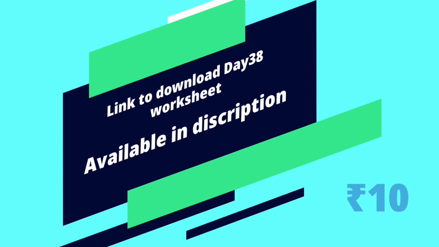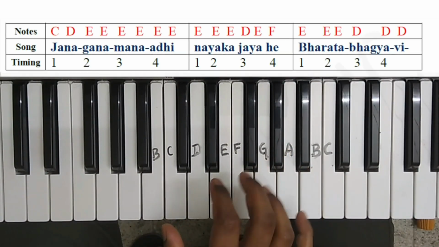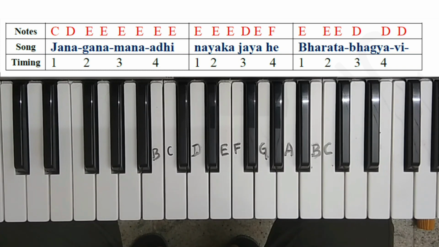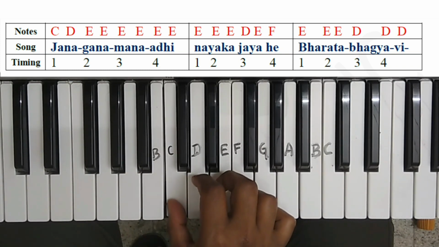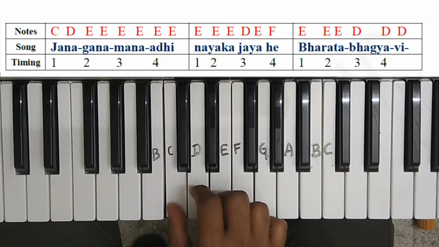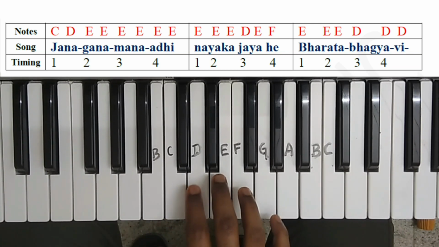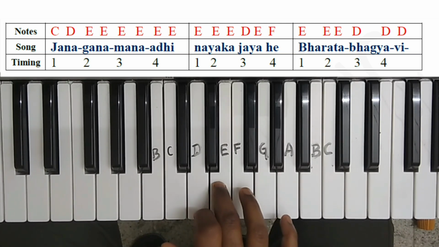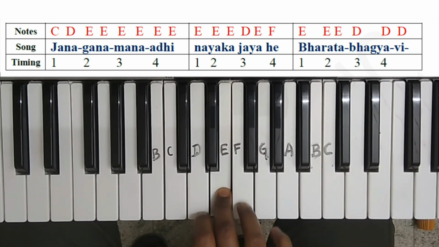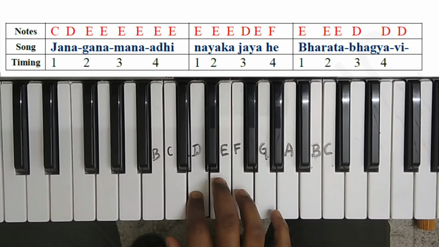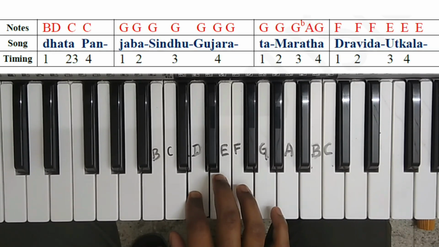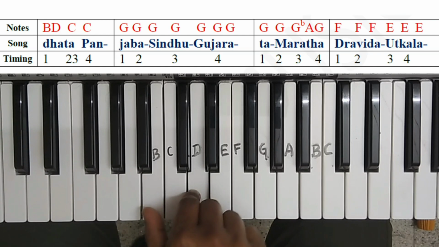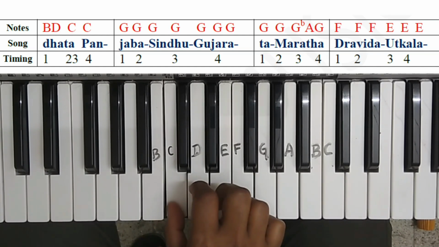Let's begin the lesson. It is in C scale and it starts with C, D. Jana, Gana, Mana. So for Jana, C, D, C, D, then Gana, Mana. E, then Adi, E, then Nayaka, Nayaka, Jaya He. Bharat Bhagya Vidhata, then it comes Dahata. Use your thumb to play B. Dahata.